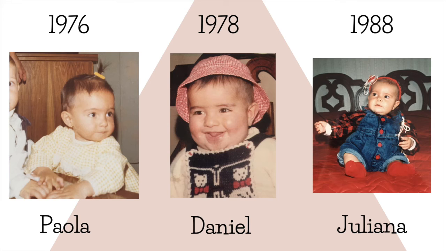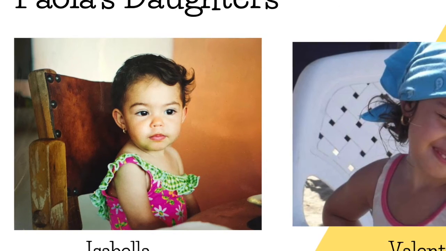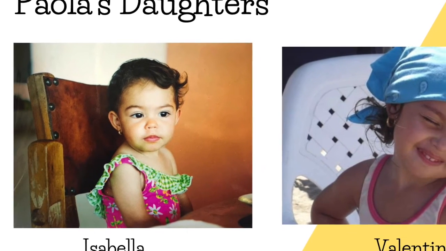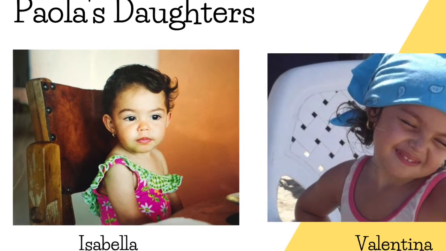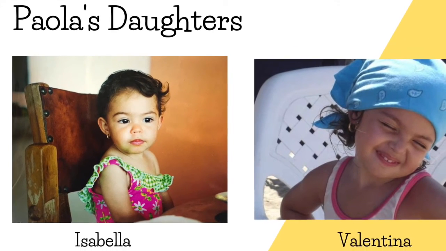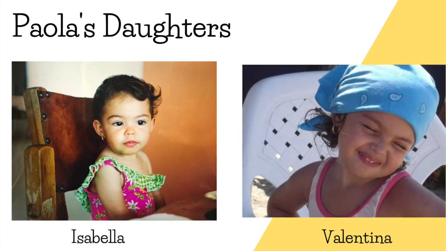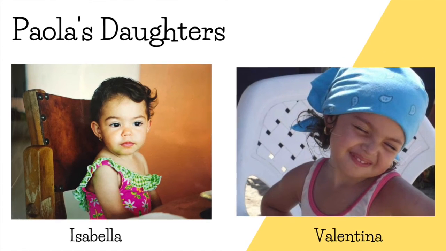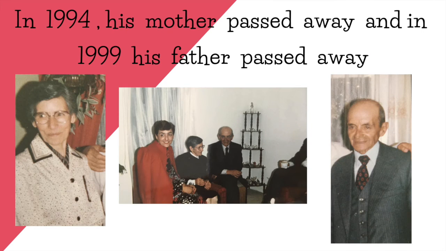On January 18th, 1999, his first granddaughter was born. She was called Isabela. She is Paola's first daughter. On February 2nd, 2005, his second granddaughter and Paola's second daughter was born. She was called Valentina. In 1994, Daniel's mother passed away.